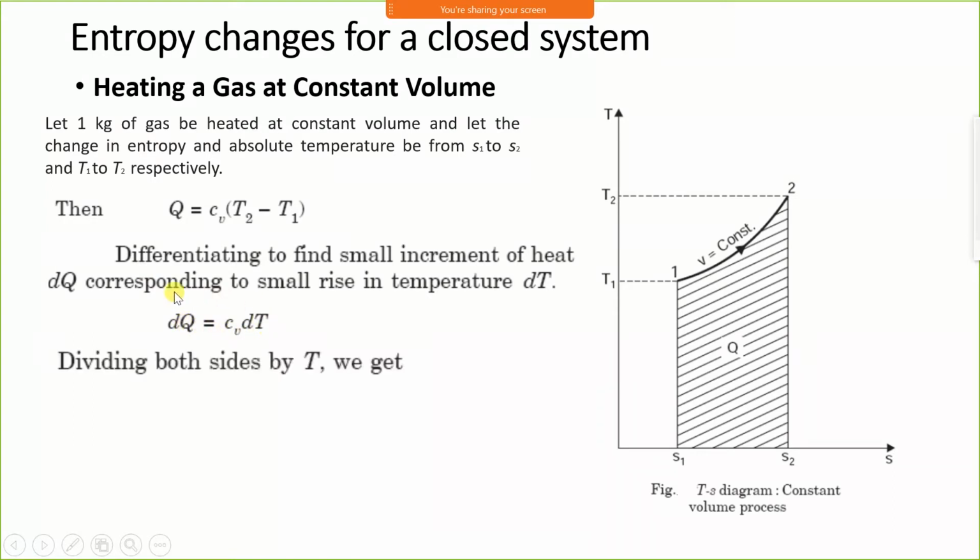Now divide this equation by T. Why are we dividing it by T? Because dq by T is entropy. dq by T is equal to Cv dT by T. dq by T is ds, entropy, and entropy is S. Therefore, small change in entropy ds is equal to Cv dT by T.